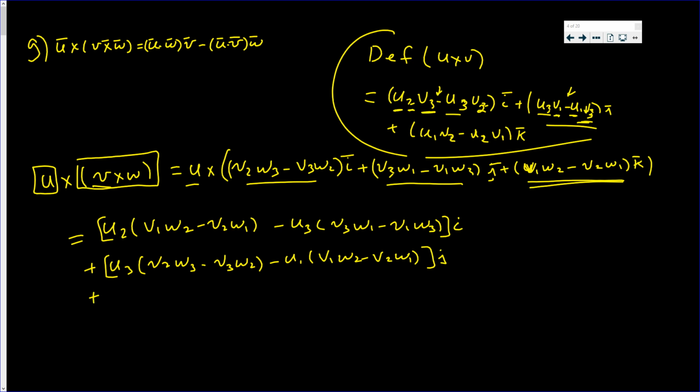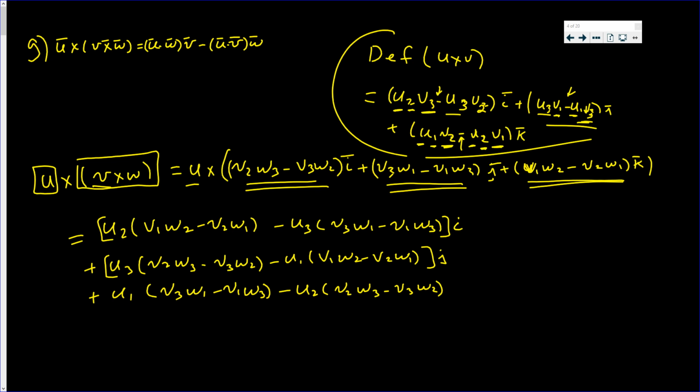Let us find the k component. First vector first component, which is U1, times the second vector second component, V3W1 minus V1W3, minus the first vector second component, which is U2, times the second vector first component, V2W3 minus V3W2. And this mess is in the k direction.